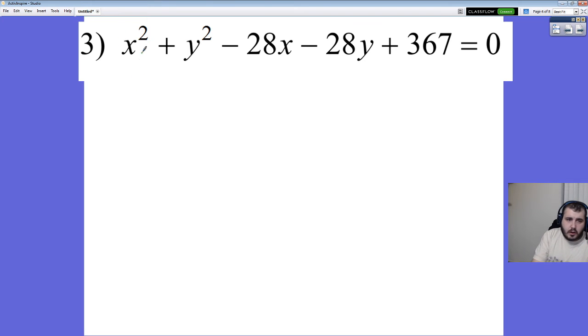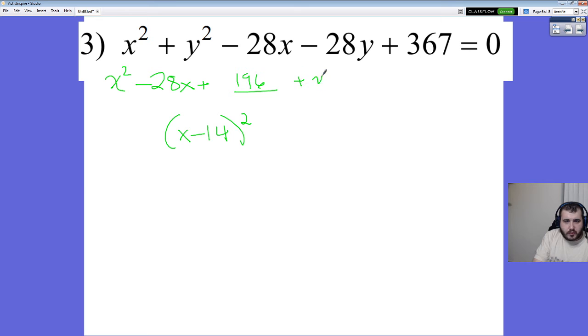So this problem here, hopefully, since we're seeing the patterns, we can kind of buzz through this a little quicker. So for our x terms, negative 28 means that our b is negative 14. Square that, we get 196. We got x minus 14. We do the same thing with our y's.